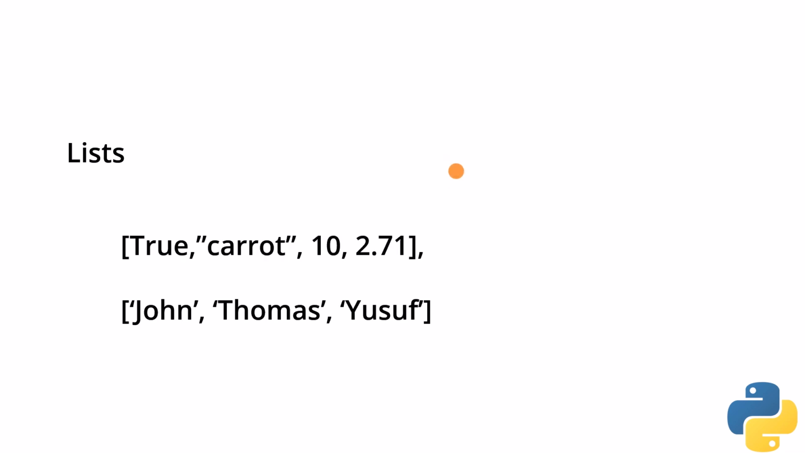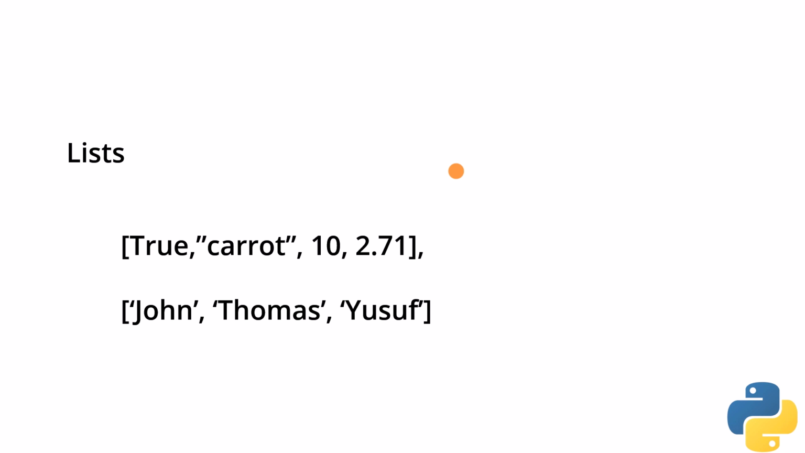Examples are True, 'carrot', 10, 2.71. So if you look at this, there are different data types all enclosed in square brackets. True is a data type of Boolean. 'Carrot' has a data type of string. 10 has a data type of integer, and 2.71 has a data type of float. So another example is John, Thomas, Yusuf. So all these are of the same data type. So that's an example of a list.